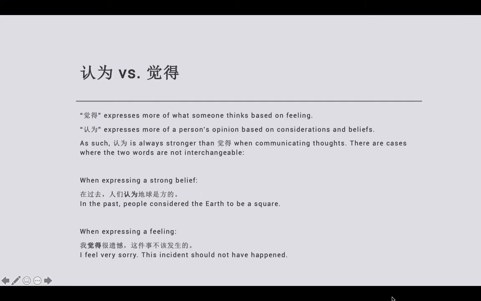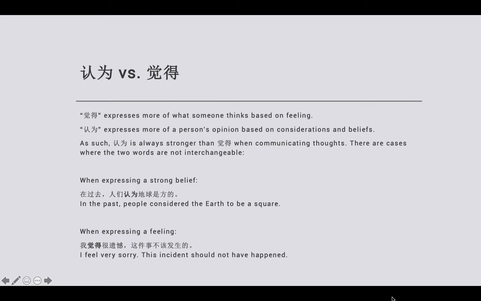And the next one, 认为 or 觉得. I think this concerns some mistakes that you have made last time during the exercise. So 觉得 expresses more of what someone thinks based on the feeling. However, 认为 expresses more of a person's opinion based on considerations and beliefs. So 认为 is always stronger than 觉得 when communicating thoughts because it's based on beliefs.